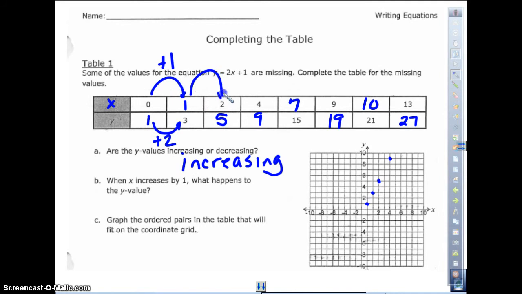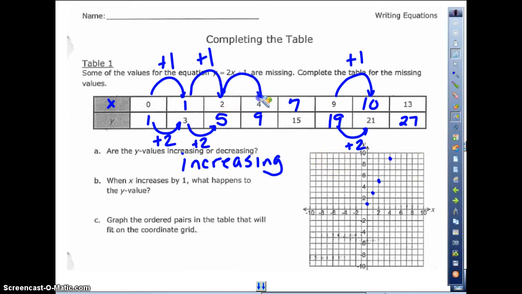Here's another place where my x value increases by 1. What happened to my y value? It increased by 2. Is there any other place where my x value increases by 1? Right here. My x value increased by 1. My y value increased by what? Yeah, by 2. Okay, now watch this. Here my x value increased by what? Plus 2. My y value increased by what? Yep, plus 4. It's double. What's happening? Where's my thing going?